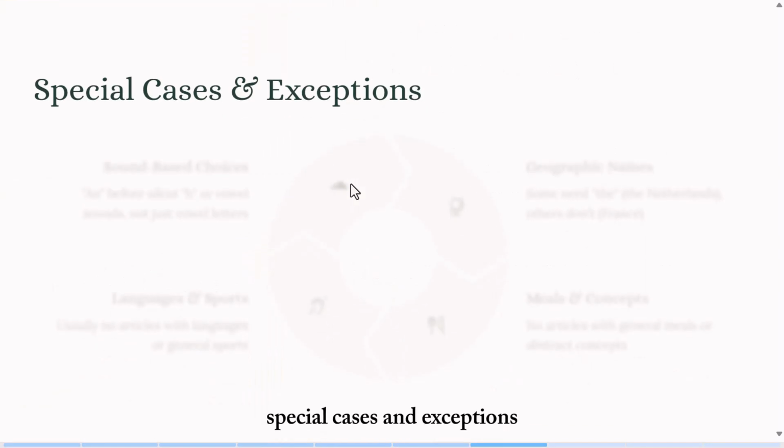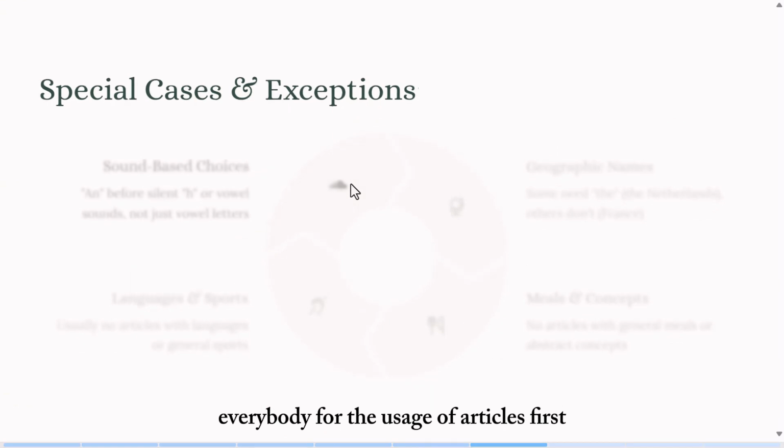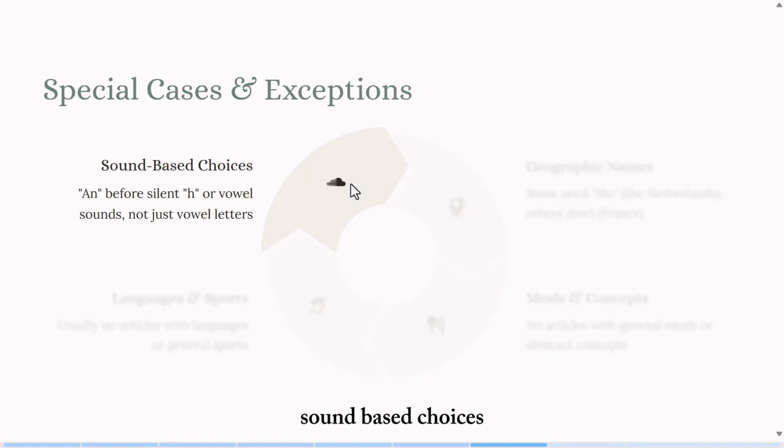Special cases and exceptions, everybody, for the usage of articles. First, sound-based choices. It is better to use a or an based on the sound, not based on the letter. For example, as I mentioned in the previous examples, some words, although they start with a vowel letter, those vowels sound like consonants, like university. And before silent H, or vowel sounds, and not just vowel letters, like I told you before. Sound-based choices: you choose a or an based on the sound, based on the pronunciation of the word.